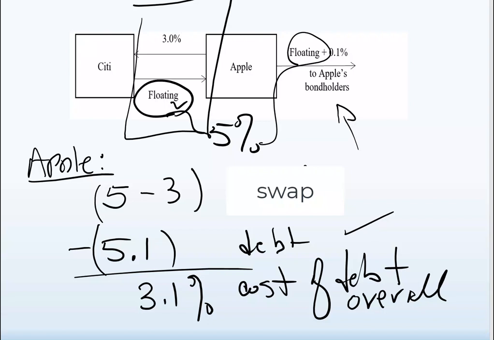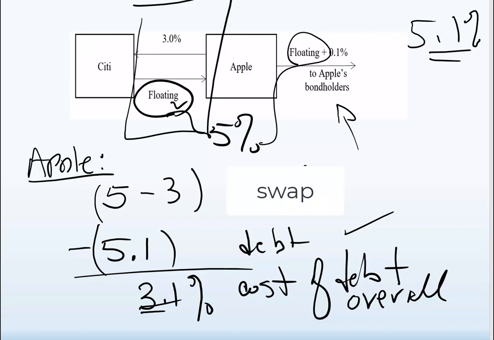Had Apple not hedged its risk here, it would have paid 5.1% just for this semi-annual period. So Apple correctly predicted the direction of interest rates and acted accordingly by paying a fixed rate and receiving a floating rate using a swap, and offset some of the increased cost of their floating rate debt. And they locked in a fixed rate of 3.1% overall.